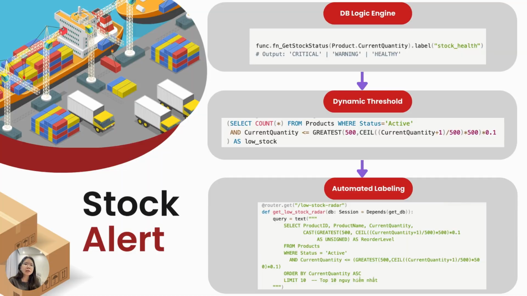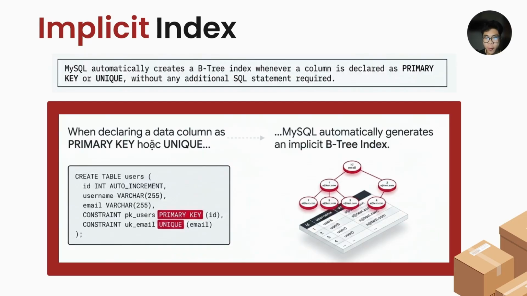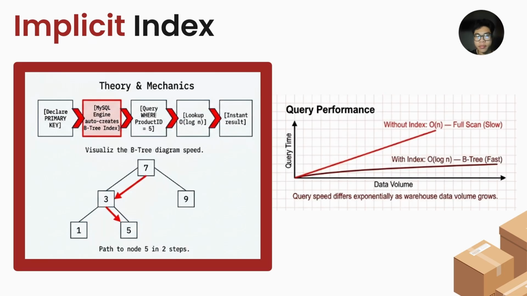of truth. Finally, here is the final requirement of the advanced database objects in our project: the index. Here we use the implicit index. It means that MySQL automatically creates a B-tree index whenever a column is declared as primary key or unique, without any additional SQL statements required.